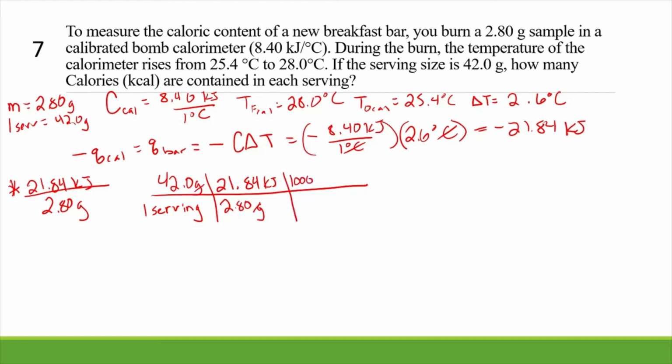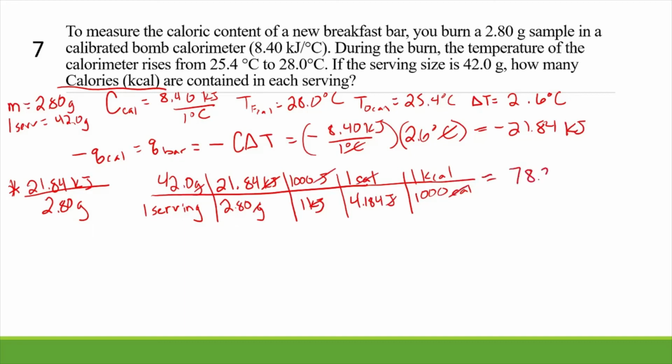And we also know there's 1,000 joules per 1 kilojoule. And this would give our answer in terms of joules, but we want to know calories, big C calories, or kcals. So now we need to go ahead and convert to calories. And there's 1 calorie for every 4.184 joules, and 1 kcal for every 1,000 little calories. So you can see our units canceling out, and we get 78.3 kcal, or big C calories.